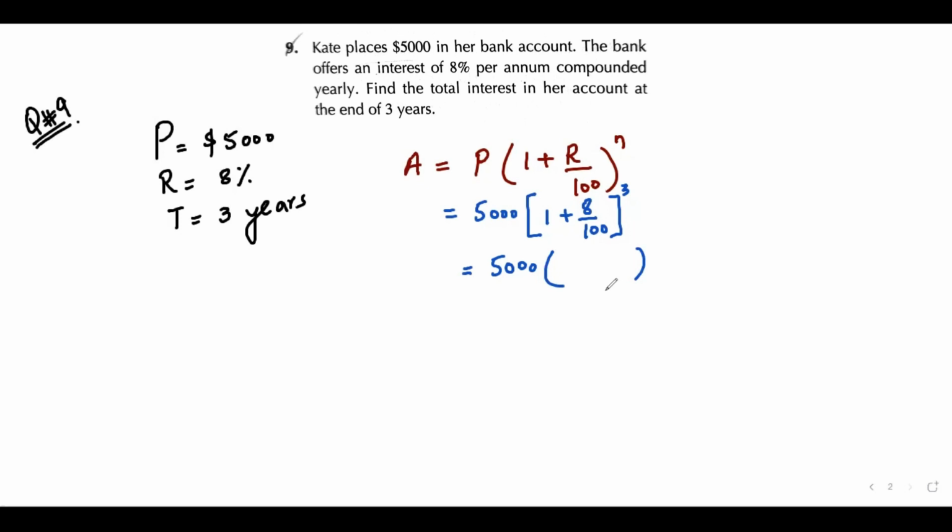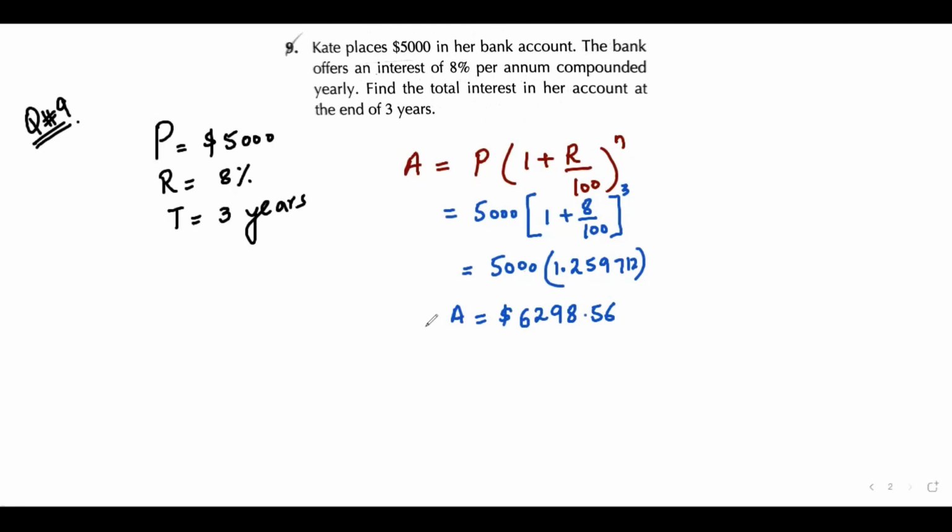Yes, bache, miss. 6298.56, that's the final answer. Before multiplying with the 5,000, I want that answer, not the final one. 1.259, 1.259712 is coming. When you multiply with the 5,000, we are getting the answer $6298.56. This is the answer for the amount.